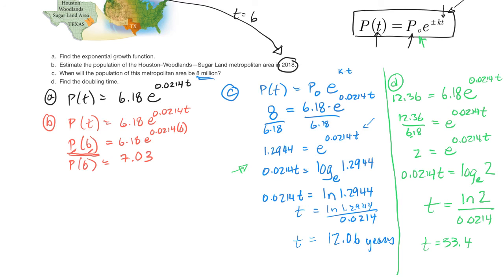Do that on your calculator. So I put it in already. It comes out to about 33 years is how long it would take to double that population. Okay, hopefully that helps with that question. Many of the questions that follow this are very similar to this one. Okay, hope that helps.